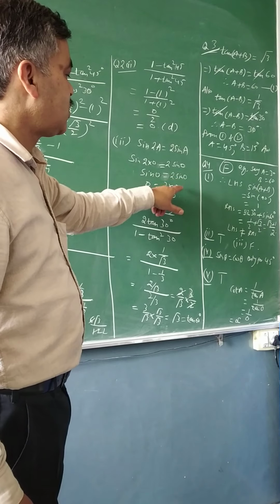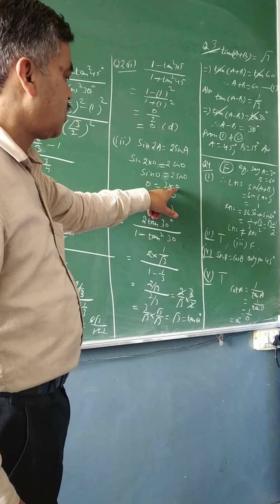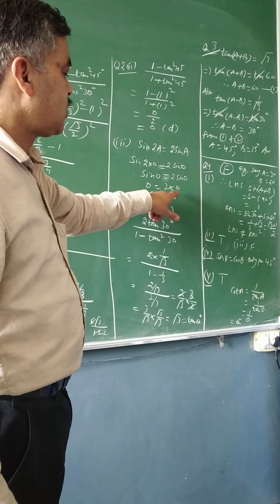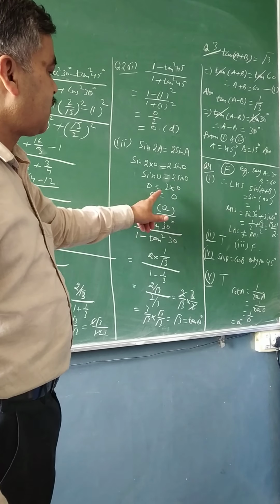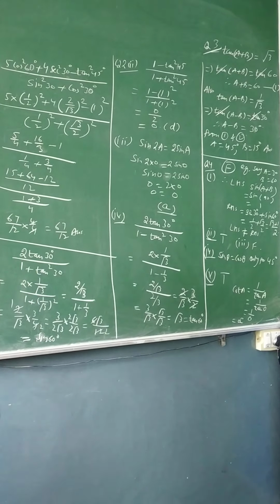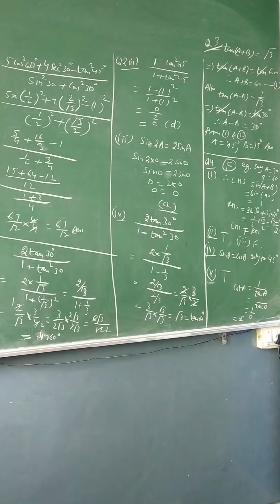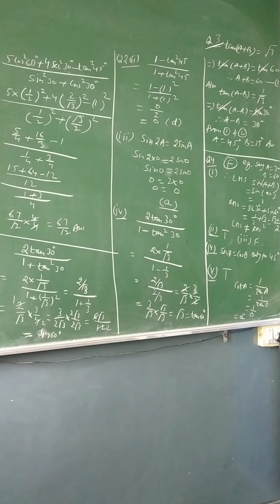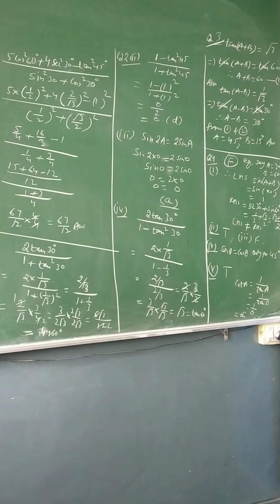And here sin 0 is 0. This will be 2 into 0. So any number multiplied by 0 is always equal to 0. So your left hand side is equal to right hand side. So this is true for your first option, that is a is equal to 0.